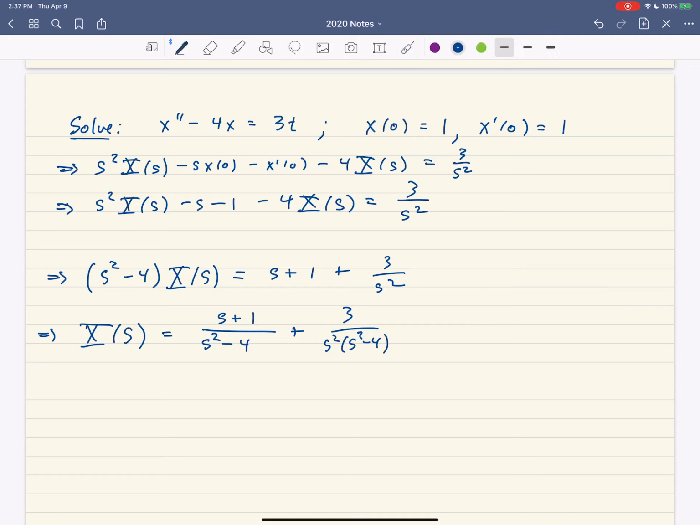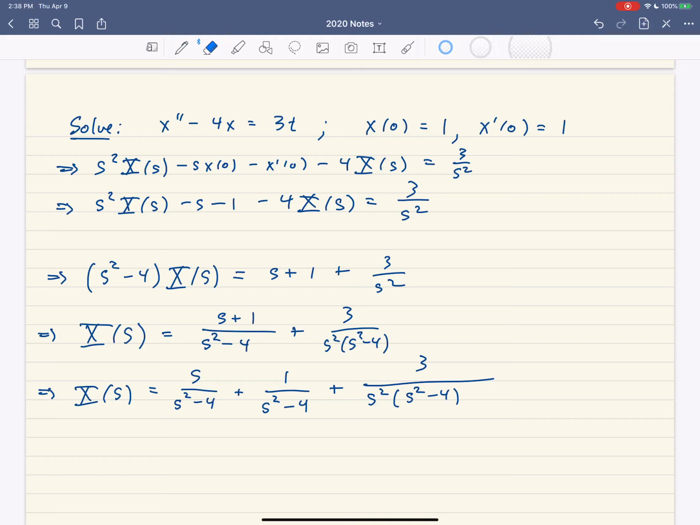So that means that what we're going to have is capital X is going to be s over s squared minus 4 plus 1 over s squared minus 4 plus 3 over s squared times s squared minus 4. And in fact, this last term, what we're going to have to do is a partial fraction decomposition.